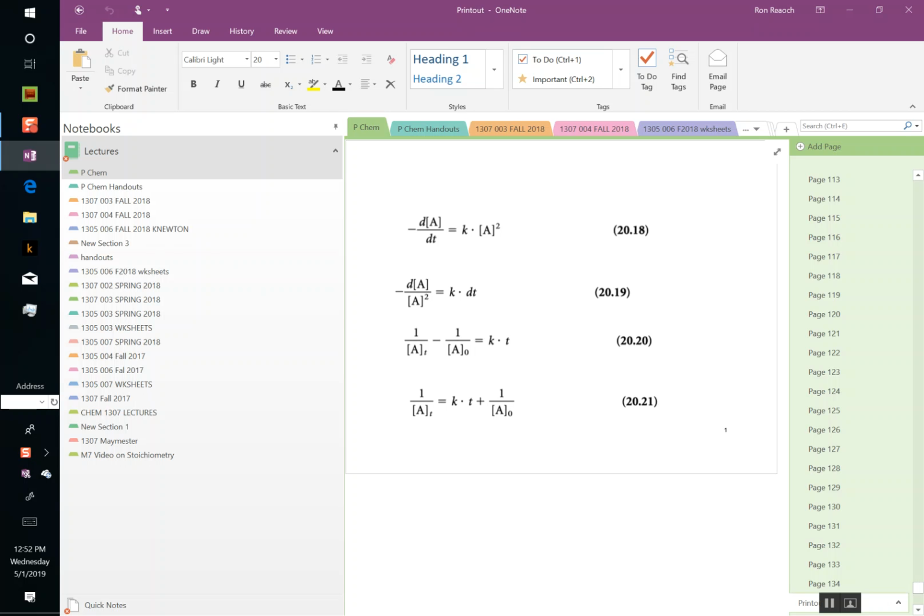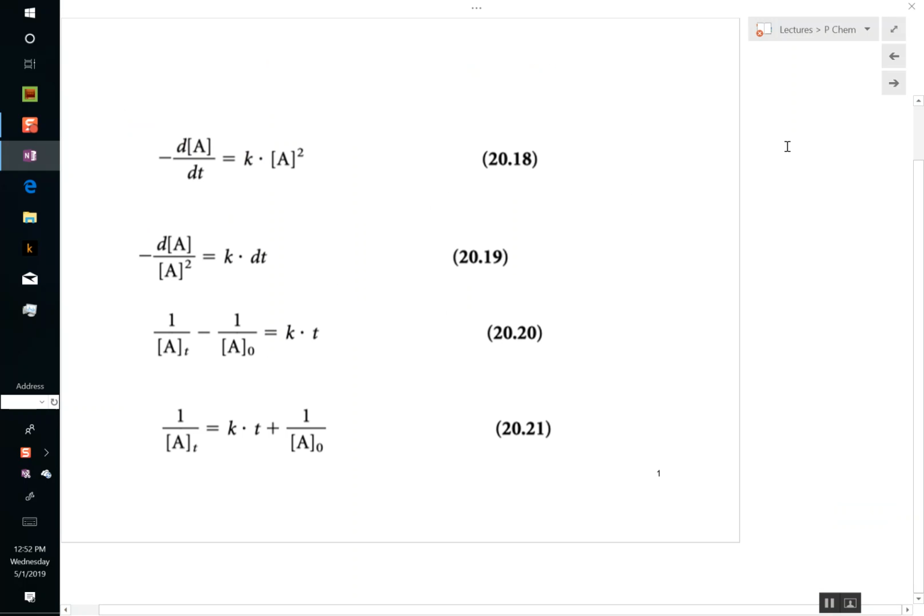Okay, here is second order in one reactant. So this would be, well, this could be whatever.